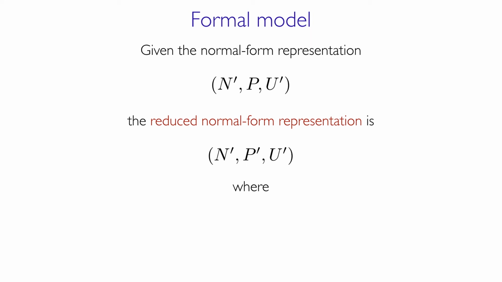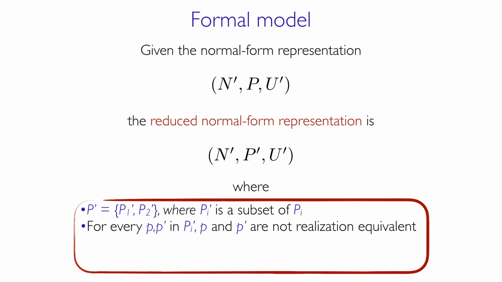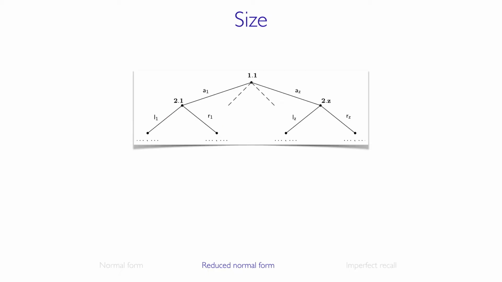The formal model of reduced normal form is the same as the normal form, except that some additional constraints are present over the space of the plans for the players. The space of plans in the reduced normal form is a subset of the non-reduced normal form, such that in the reduced normal form no realization equivalent plans are present, and for all the plans in the non-reduced normal form there is exactly one realization equivalent plan in the reduced normal form.